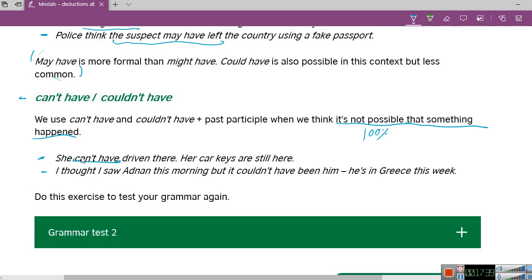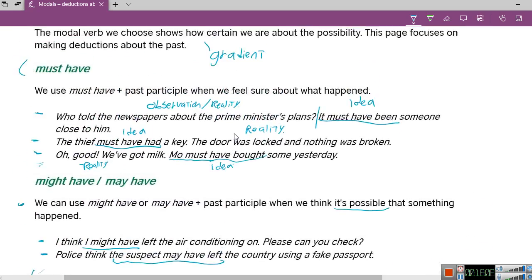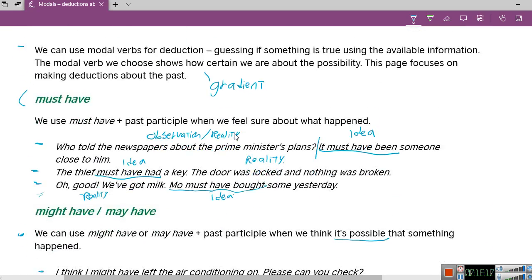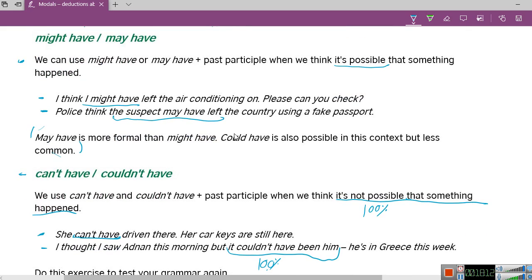Let's look at this example. I thought I saw Adnan this morning, but it couldn't have been him. He's in Greece this week. So it's impossible for him to be, let's say, in Colombia, because he just went to Greece. So that's why I use it couldn't have been him. I'm so sure, actually 100% sure, it was not him. So that's it. You have must have, might have, and can have.